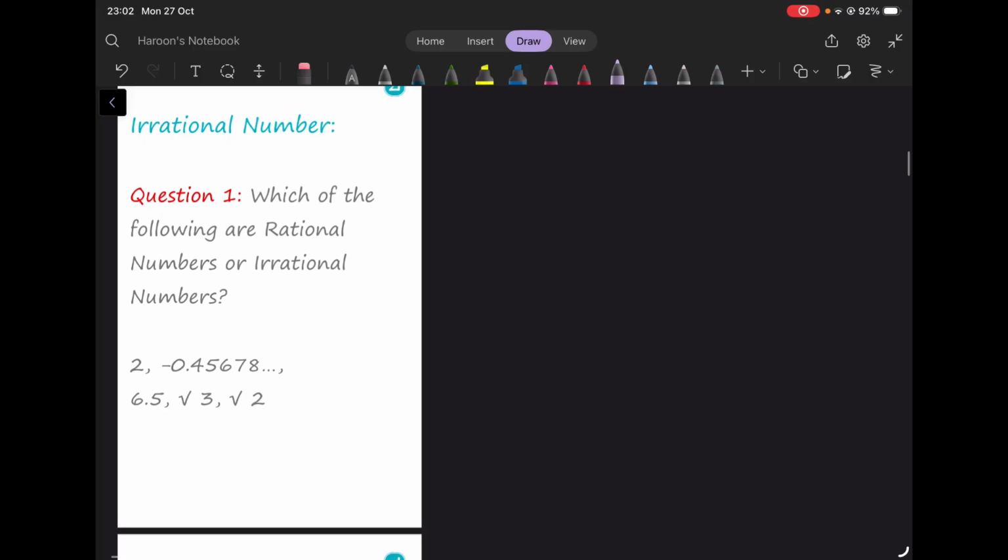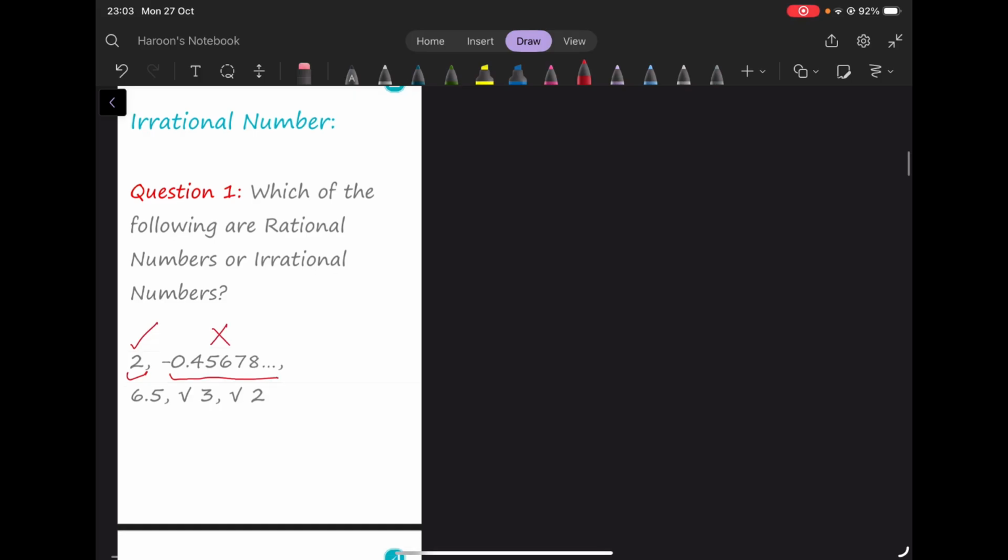Okay, now a question over here. Which of the following are rational numbers? 2 is an integer, so this is a rational number. This is non-terminating. If it is non-terminating, then we look for a pattern. Is there a certain pattern to it? Pattern means repeating. So for example, if it was 0.444 or, let's say, 454545, something along those lines. There is no repeating pattern over here, so this is not a rational number.